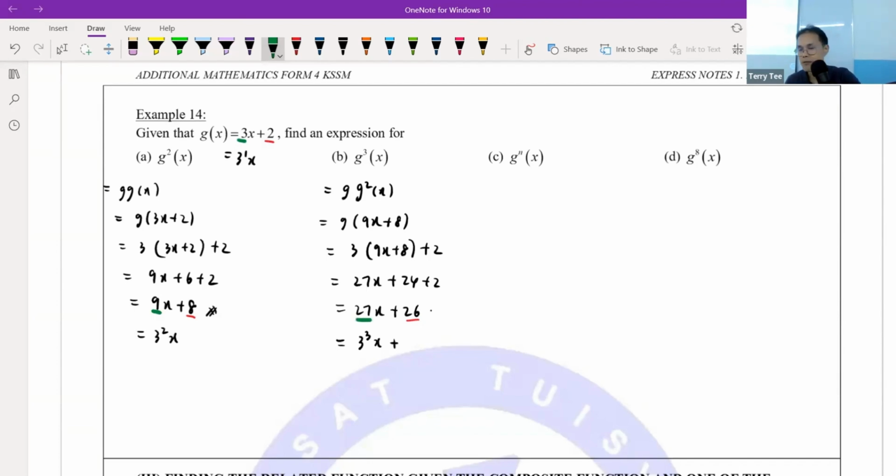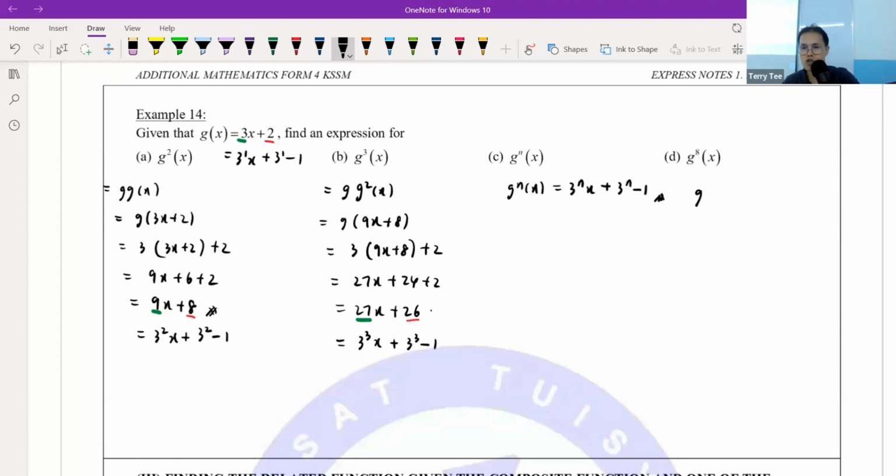This is 27, this is 26. So what can you see? The value is 1 less than the number in front, right? So for example, this will be 3 power 1 minus 1. This will be 3 power 2 minus 1. This will be 3 power 3 minus 1. So generally, gfx will be 3 power nx followed by 3 power n minus 1.